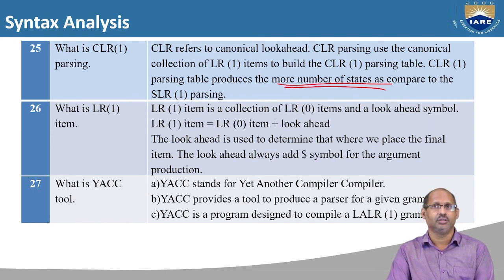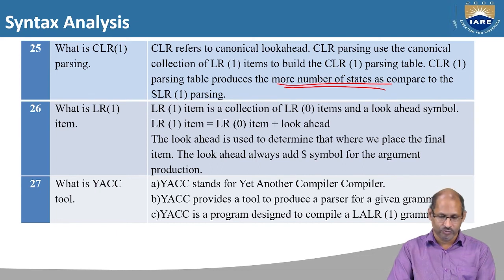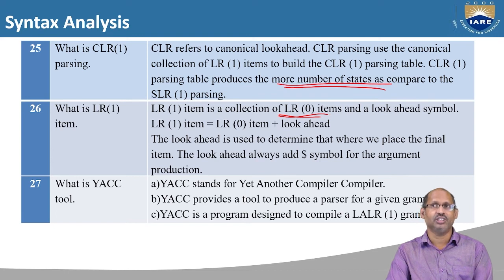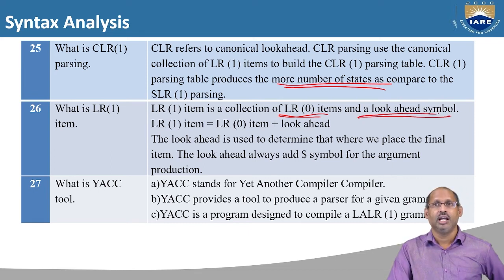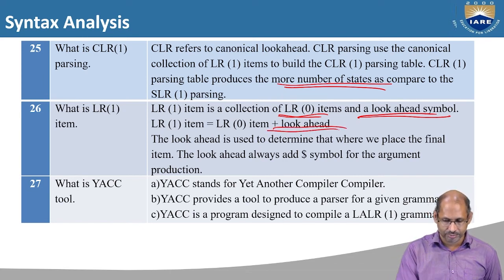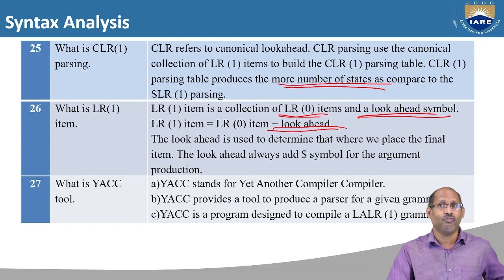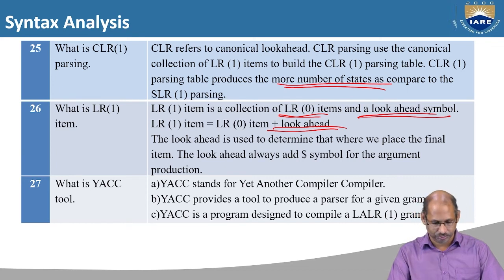What is an LR1 item? An LR1 item is a collection of LR0 items and a lookahead symbol. LR1 item equals LR0 item plus lookahead. It will consider one lookahead symbol. The lookahead symbol is used to determine where we have to place the final item. The lookahead always adds a dollar symbol as the augmented production.